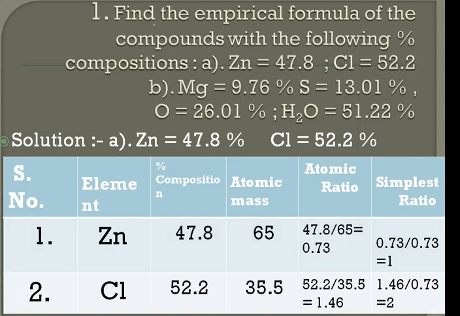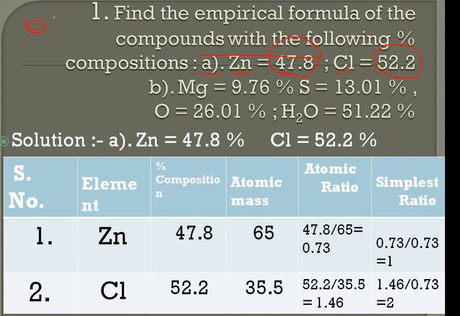The first question is: find the empirical formula of the compound with the following percentage composition. Part A has two elements. The first one is zinc and the second element is chlorine, right? The percentage of zinc present in the given compound is 47.8% and the percentage of chlorine is 52.2%, right? Now you understand the compound total is equal to 100%.